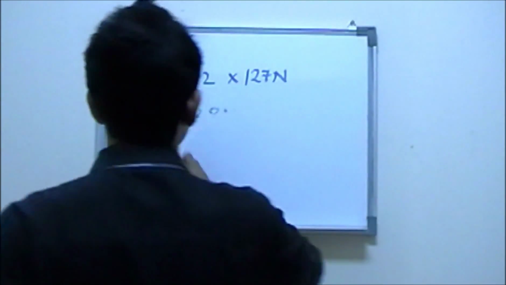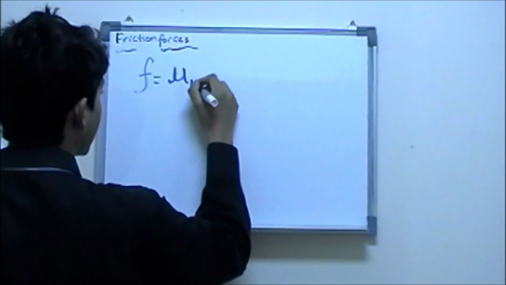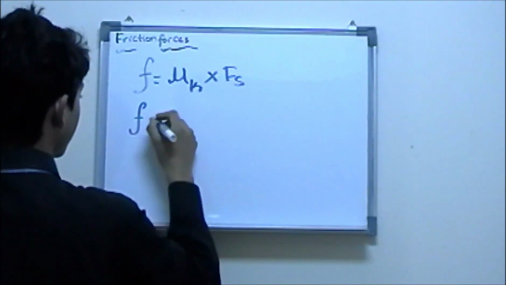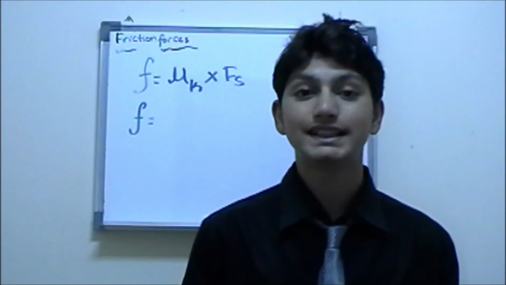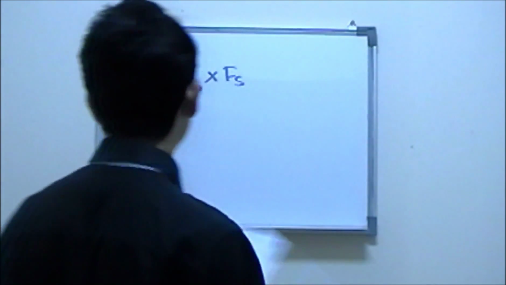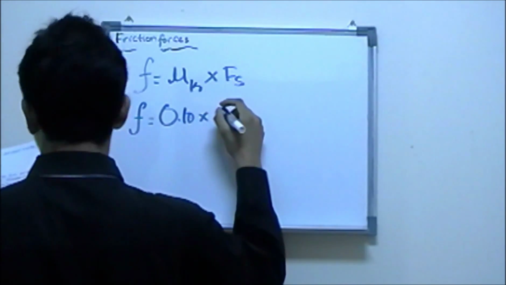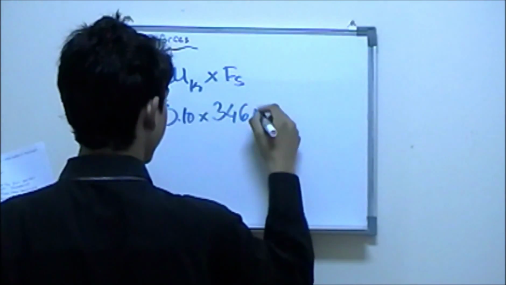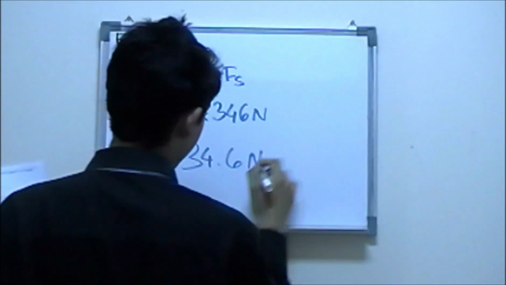Now let's get back to the question. We know that friction is equal to the coefficient of kinetic friction, which is what we are going to use here, times the support force. We're not given this, so we need to find wood on a fairly wet surface, and that gives us 0.10. The support force is 346 newtons. If you do this, you should get 34.6 newtons.